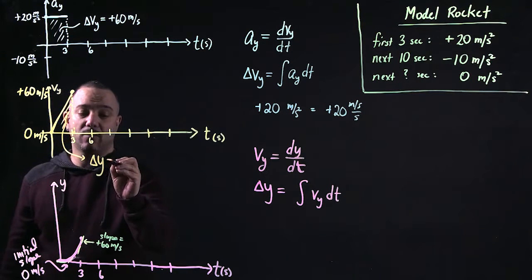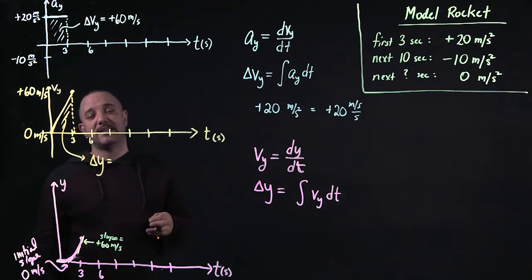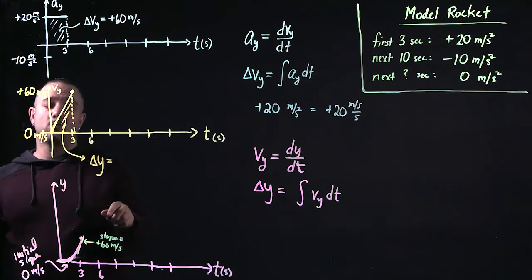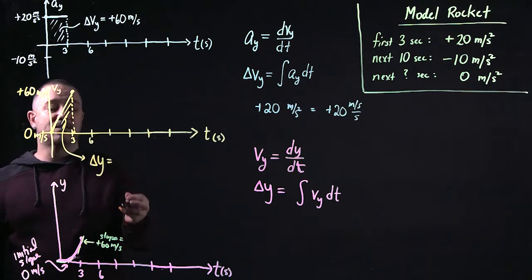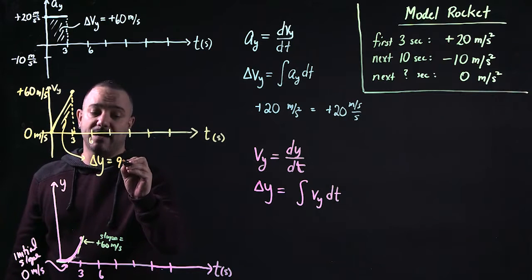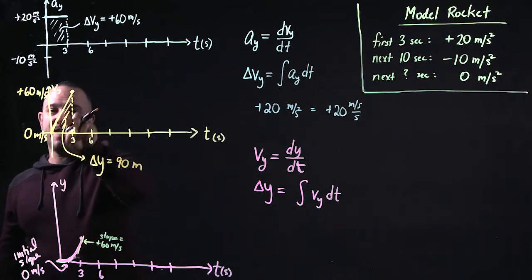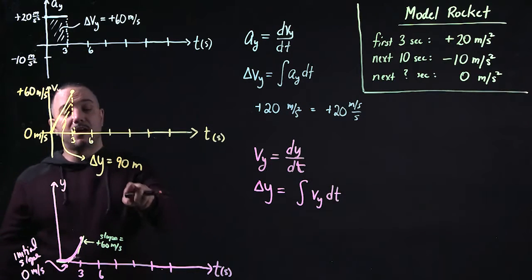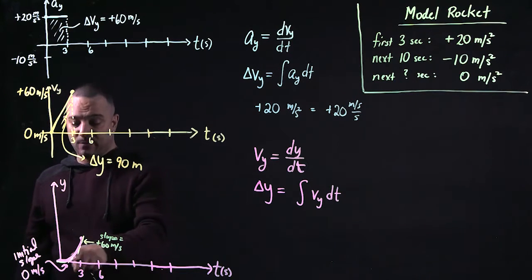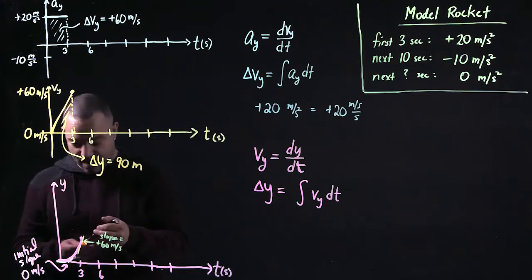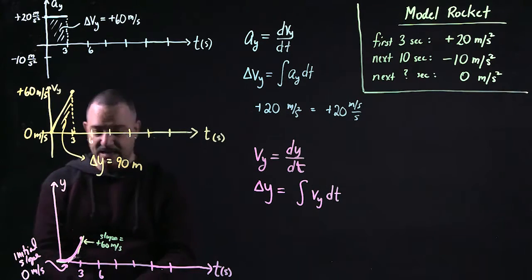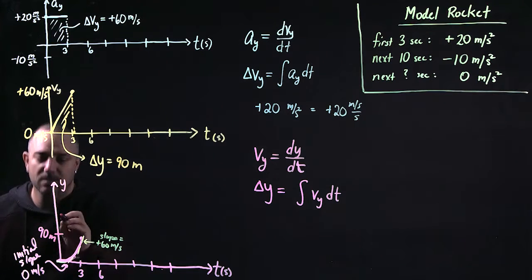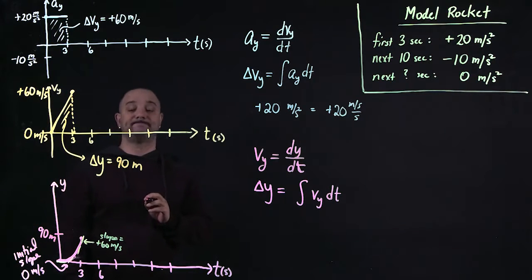And so that's a triangle. And so we're going to do 1/2 base times height to get the area. And so we've got 3 times 60, that's 180. Take half of that. So that's a change in height of 90 meters. So this area is 90 meters. So that tells us that if we start at 0 height, we're going to end up at 90 meters. So that's how high the rocket is when the engine cuts out.